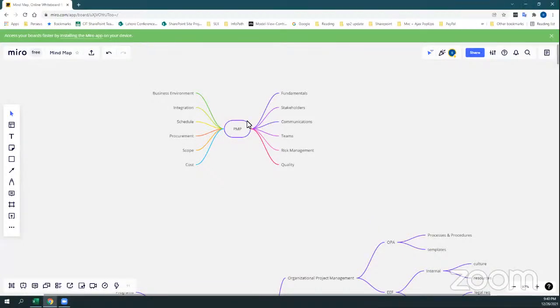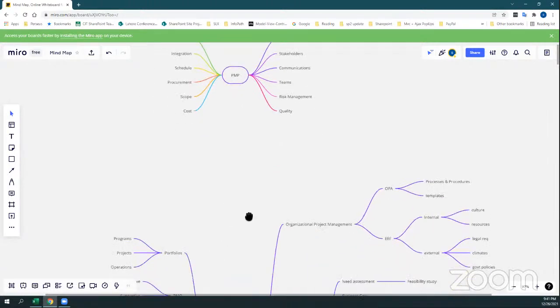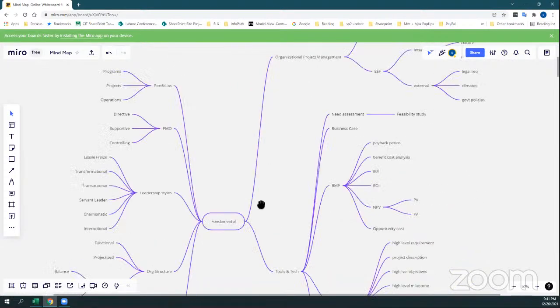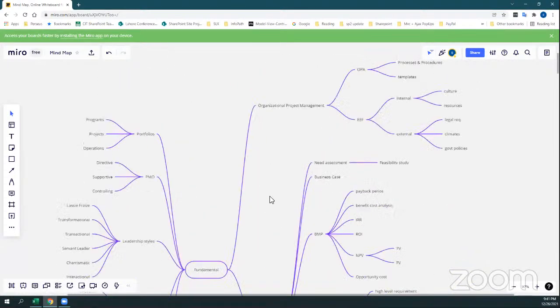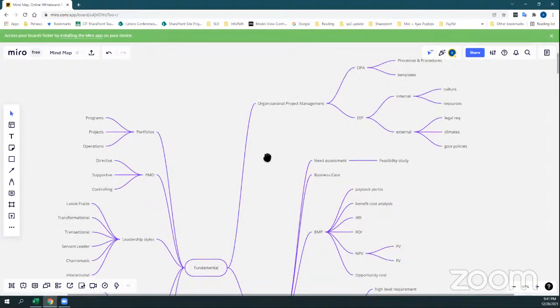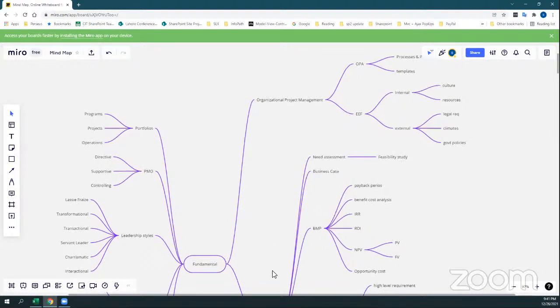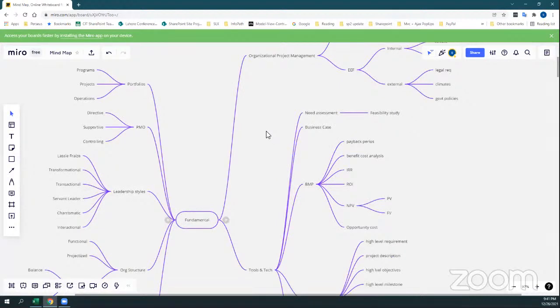Okay, so we have started from the PMP, where we have different components: fundamentals, stakeholders, communication, teams, risk, quality, cost, scope, schedule, integration, procurement, and others. In the fundamentals, we have organizational project management, where we consider the OPA and EF and their impact on the project, and different types of threats and opportunities will be defined from here. In the fundamentals, we have tools and techniques that will be used to decide the project or the product that we are going to target.